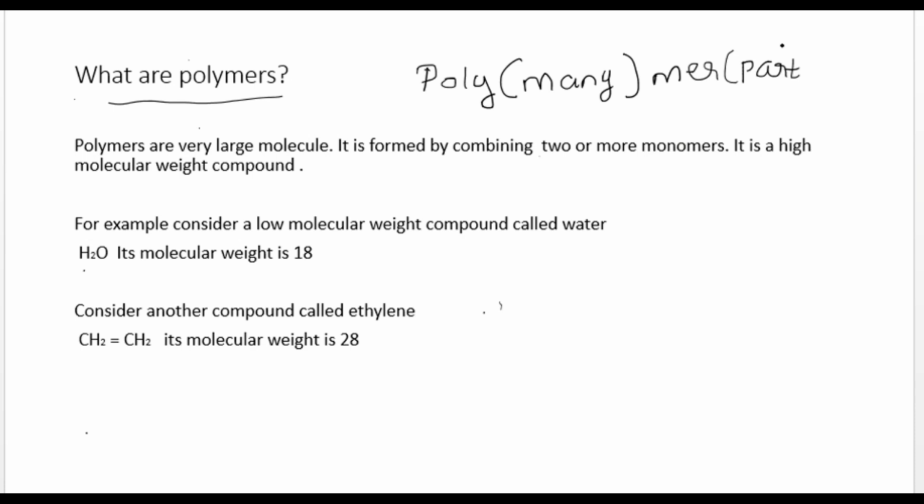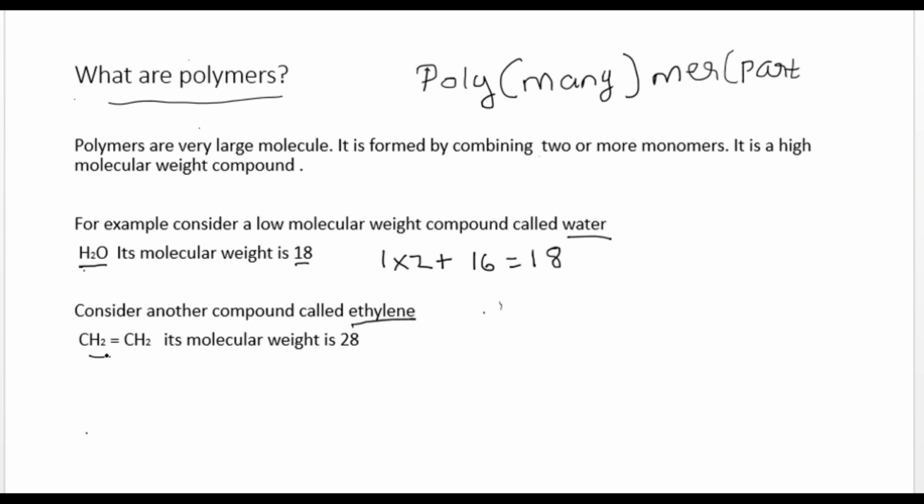Let's see how polymer becomes high molecular weight compound. Consider a low molecular weight compound called water. Its molecular formula is H2O. Its molecular weight is 18. How? Atomic number of hydrogen is 1. So there are 2 hydrogen atoms, 1 into 2, plus atomic number of oxygen is 16. So it becomes 18. Similarly, another low molecular weight compound called ethylene.